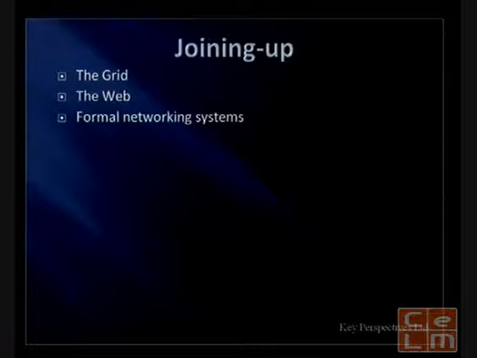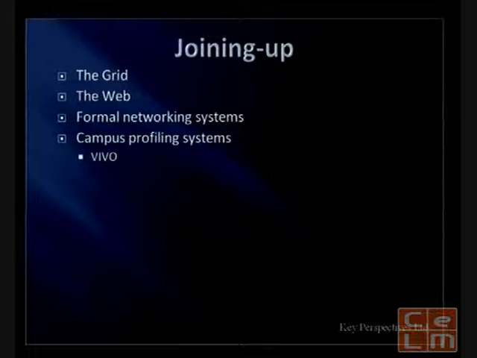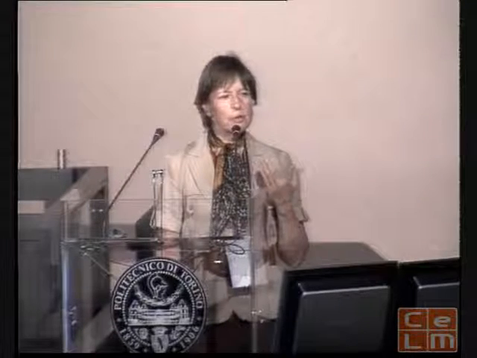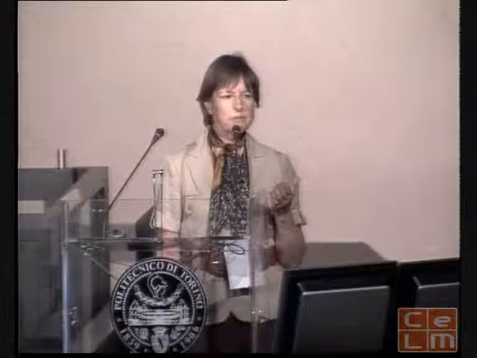Joining up is an issue, I think, and I think that we have not gone very far along this road. We have, of course, the grid and we have the web, which are helping the big e-research programs, the big science programs, and we have some formal networking systems too. We also have a growing body of campus profiling systems, VIVO, which was developed in Cornell, but is now spinning out to other universities, including a group in the United States, which is now using this tool. The purpose of it is to enable researchers looking for collaborators outside their field to help them with research which is interdisciplinary and for which they need aid from experts outside their own area of expertise. VIVO is a very good example of that.